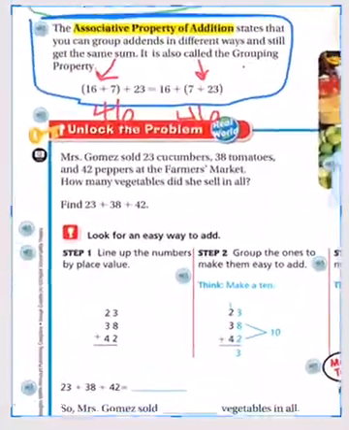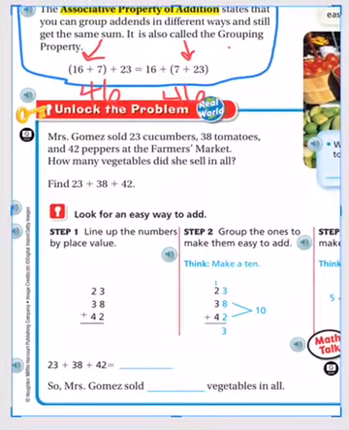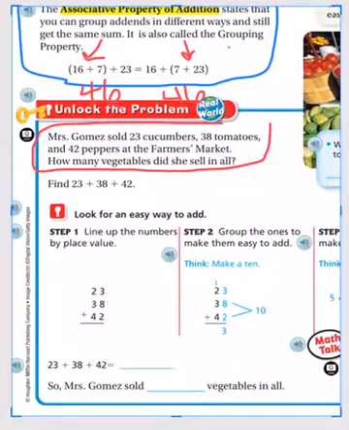All right, let's look at unlock the problem. Mrs. Gomez sold 23 cucumbers, 38 tomatoes, and 42 peppers at the farmer's market. How many vegetables did she sell in all? We need to find 23 plus 38 plus 42. The first thing we always need to do, line them up by place value. You notice the ones digits are all in a line and the tens digits are all lined up. Make sure they're lined up.